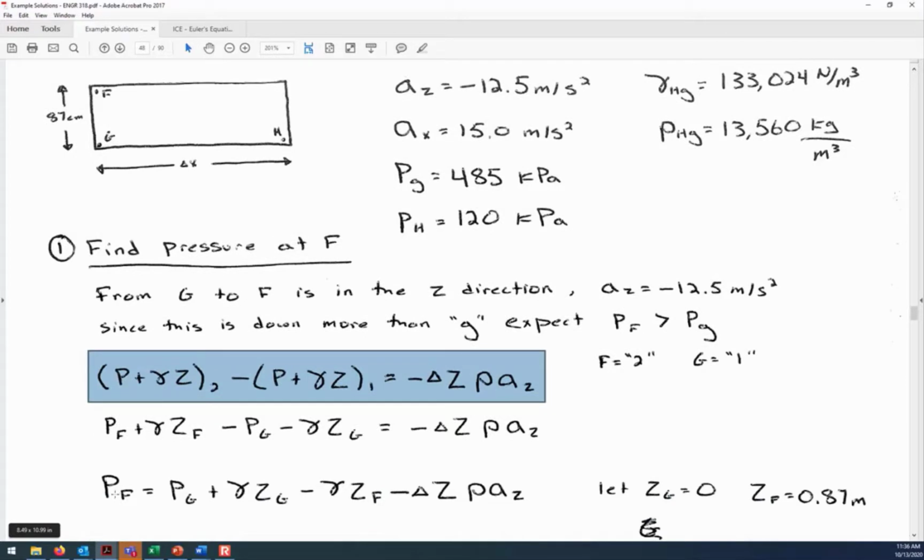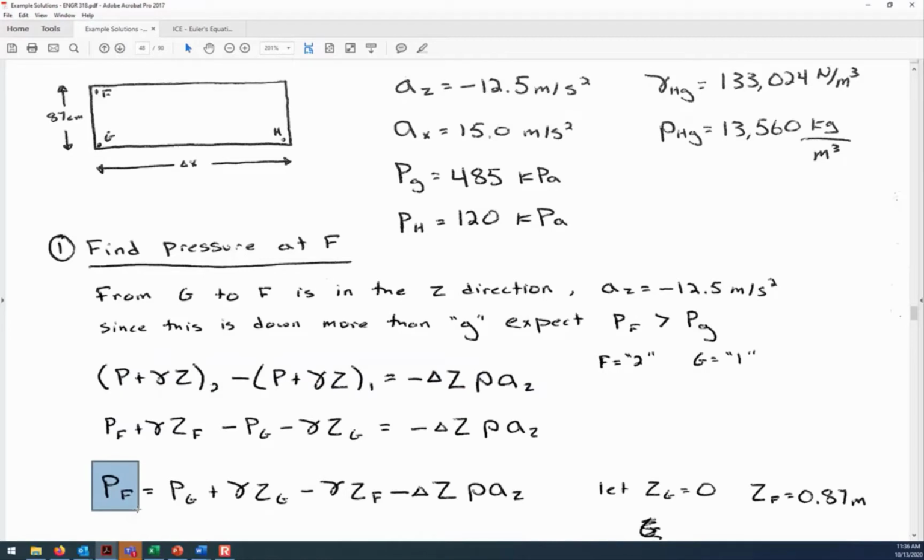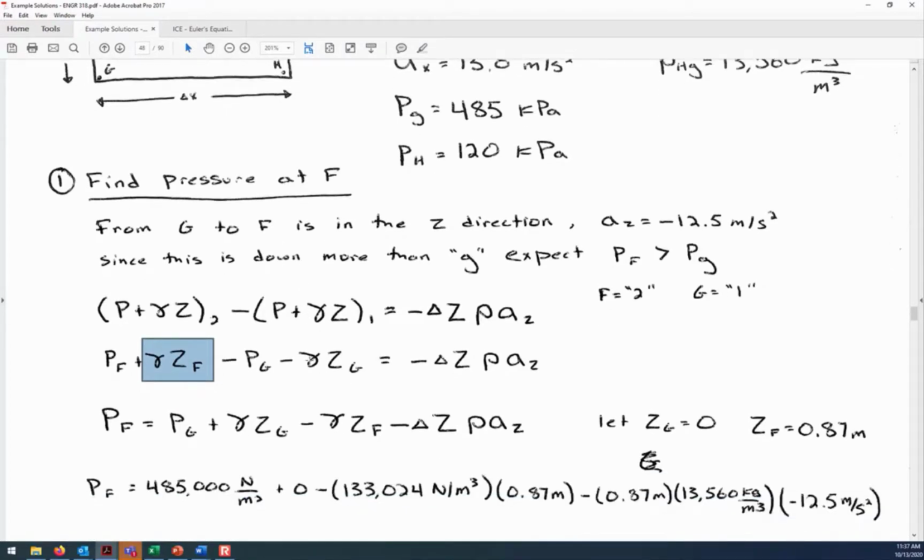And rearranging this to solve for the only unknown here, the pressure at location F. So moving the gamma z_F over to the right-hand side of the equation, the pressure at G over to the right-hand side, the gamma z_G to the right-hand side. And what I said was let's have the vertical datum be that the elevation at location G is 0, and then z_F is 0.87. So now with all of the numerical substitutions there, this is how we can see that the pressure is going to be higher at F than it was at G.